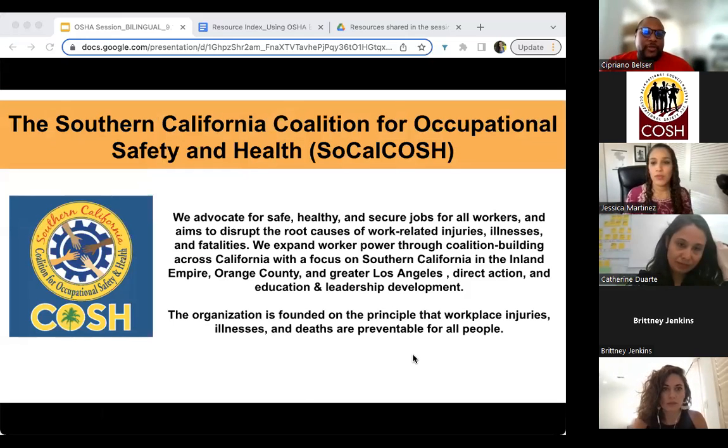For those of you who are unfamiliar with us, we advocate for safe and healthy workplaces and secure jobs for all workers. We aim to disrupt the root causes of work-related injuries, illnesses, and fatalities. We expand worker power through coalition building across California. Here in the south, we have a coalition in Los Angeles and the IE, a combination of about 40 different organizations, and Orange County. We do this through direct action, education of workers, leadership development, and engaging enforcement agencies.